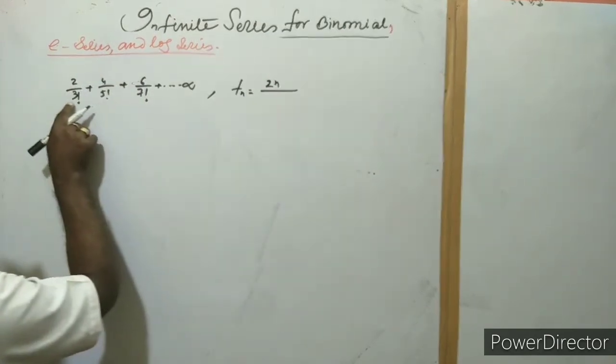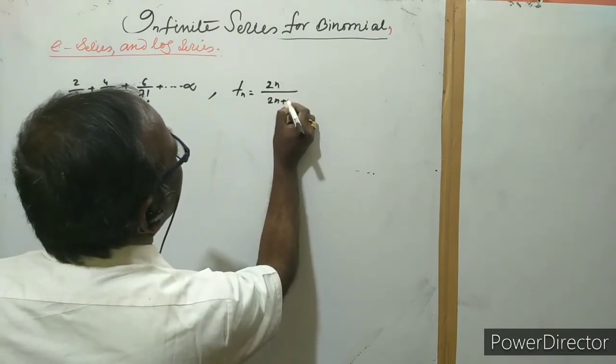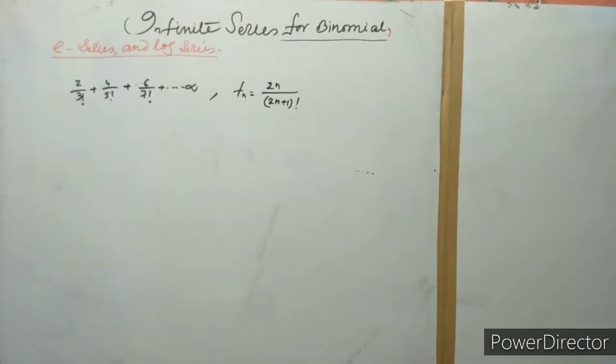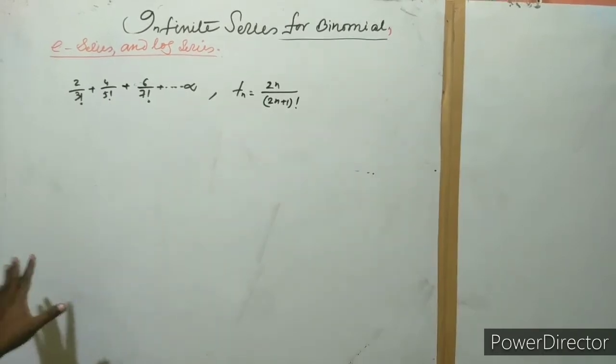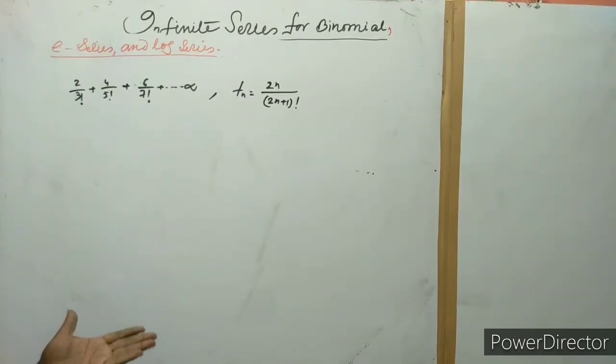Okay, and here are the odd numbers 3, 5, 7. We can write here 2n plus 1, and factorial. If we replace n, put 2 there, then we get this. Okay, and in my discussion, I have said that we always eliminate n from the numerator part.